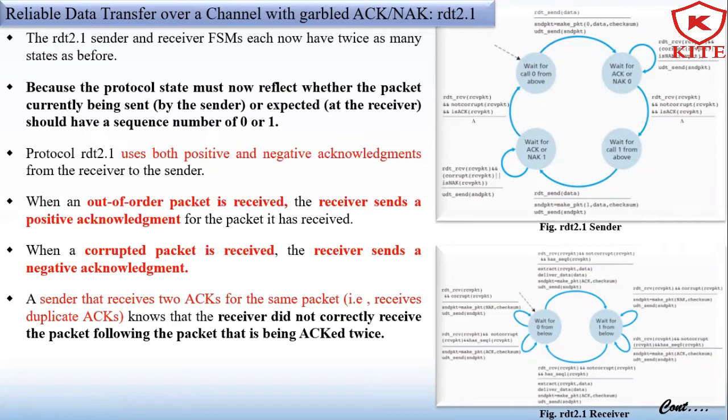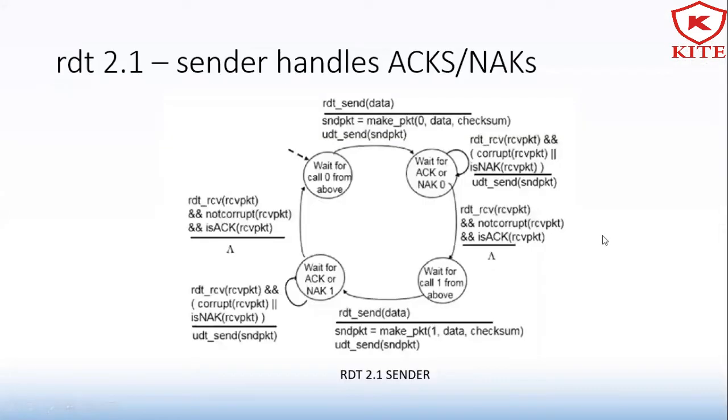In the previous protocol, we cared about whether the packet was corrupted or not. In this protocol, we care about whether the acknowledgement or negative acknowledgement is corrupted or not. On the sender side, we need to add a sequence number to the packet, which is either 0 or 1. First, let's see RDT 2.1 at the sender side. It is enough and sufficient to add 0 and 1 sequence numbers in the packet.